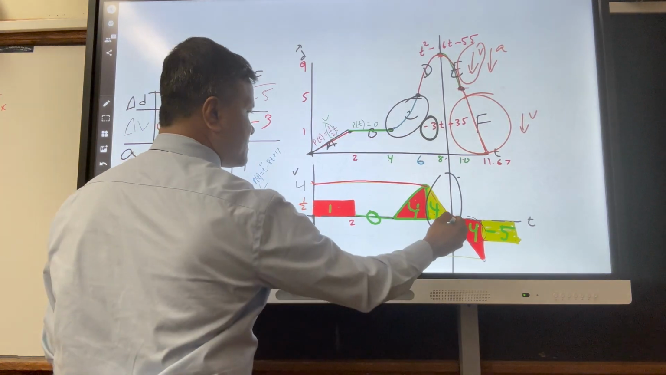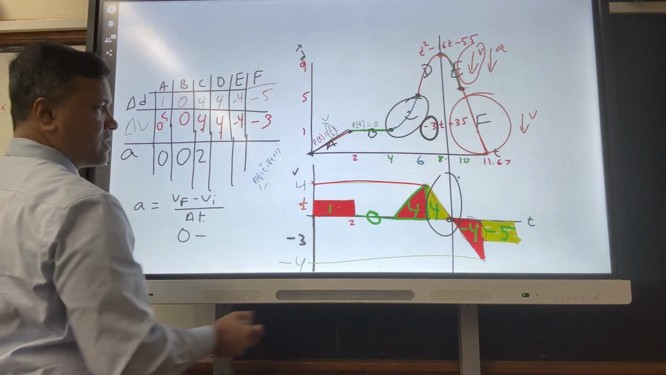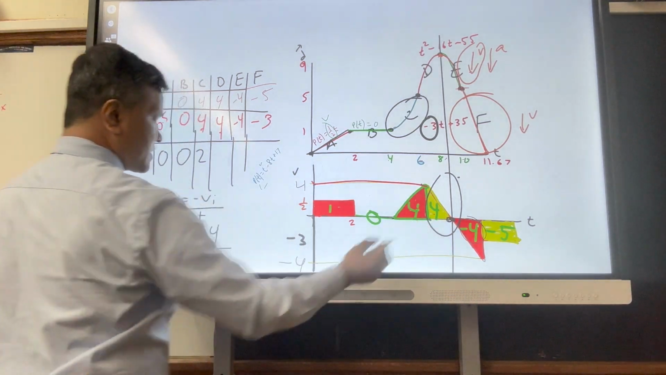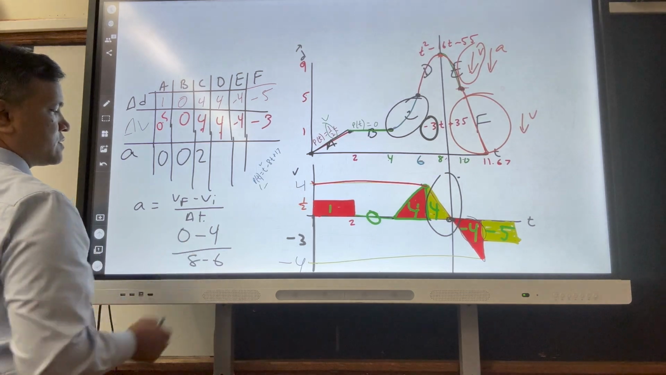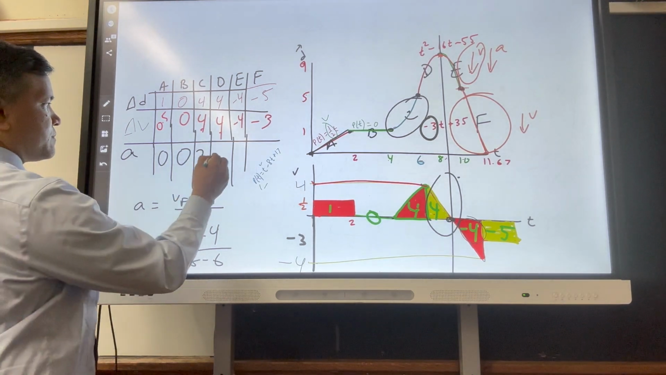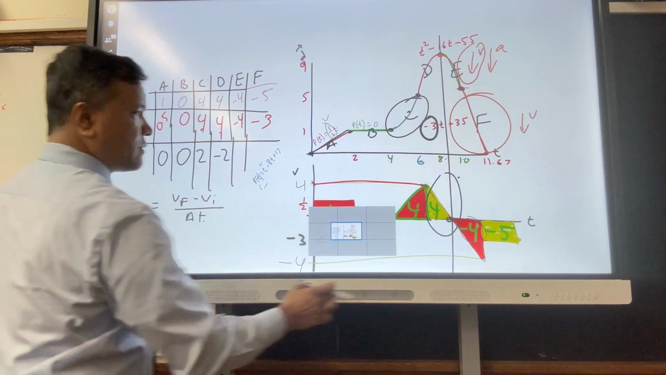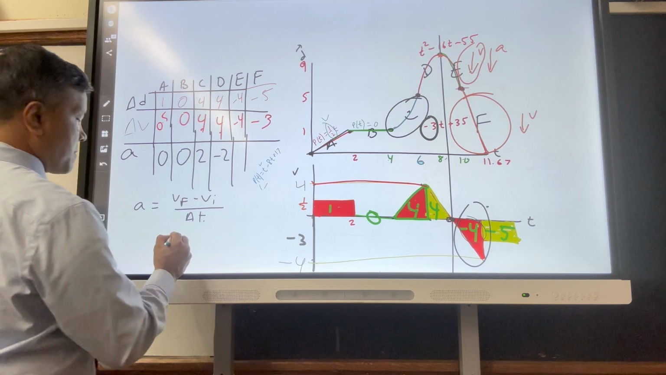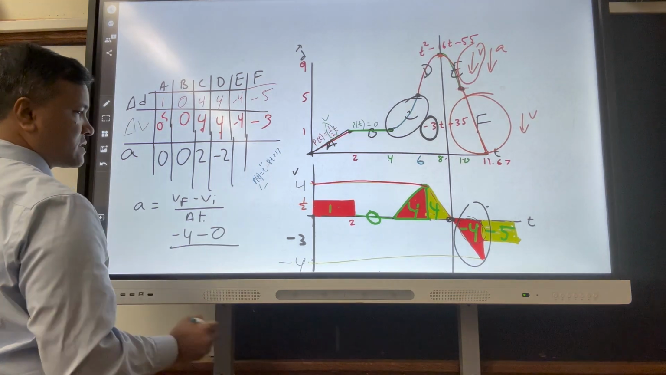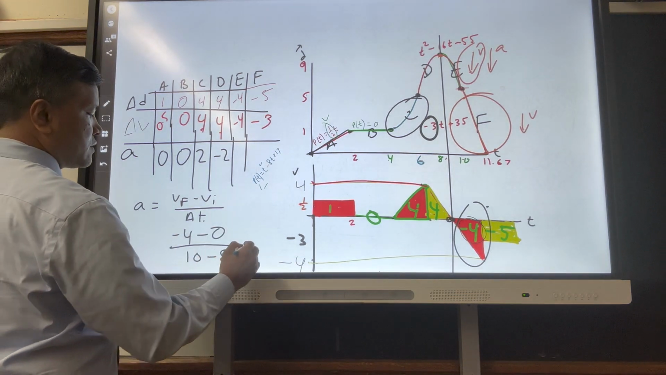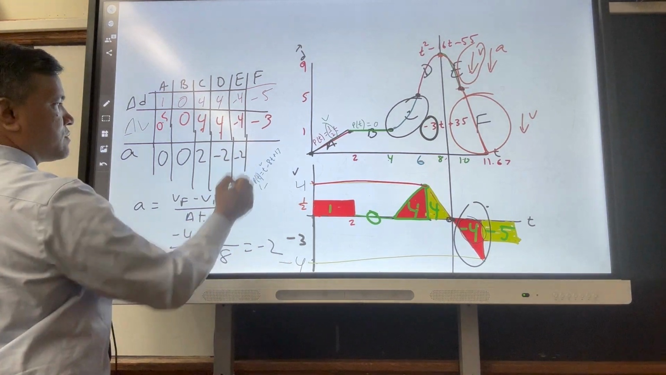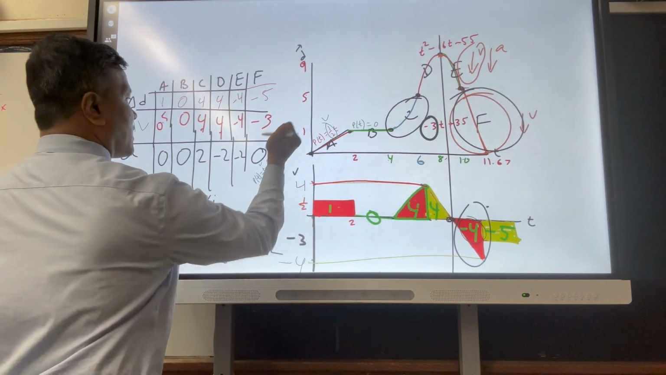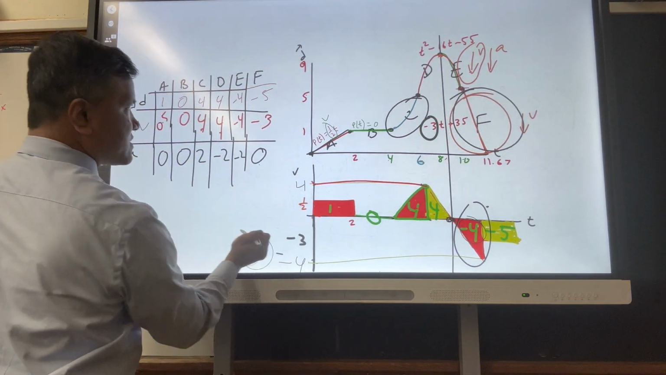Okay, now acceleration over here. Vf is 0 minus Vi is 4, over 2, how 2? It is 8 minus 6. So acceleration is -2. Okay, what about acceleration over here? Vf is -4. Vi is 0 and t is 10 minus 8. So it's -2. Acceleration is -2. What is the acceleration over there? Acceleration is 0.